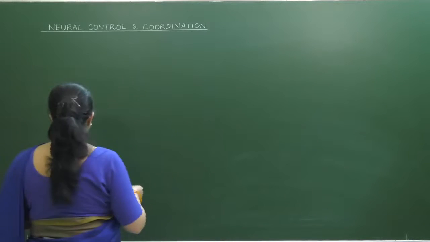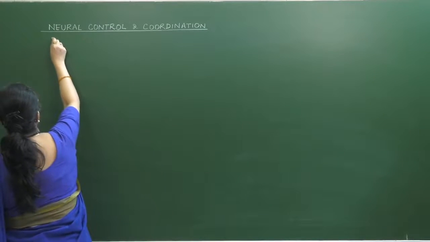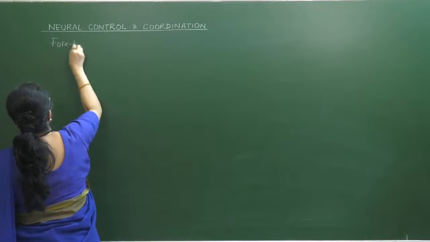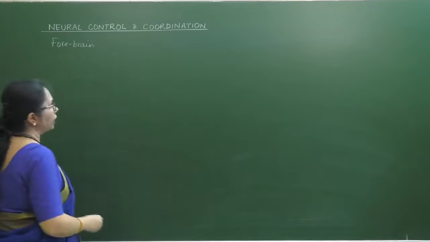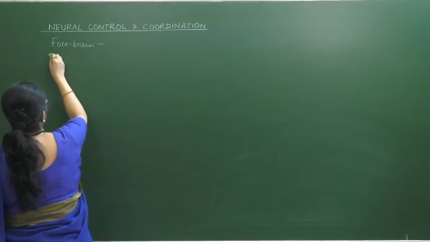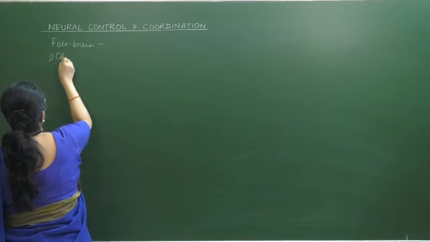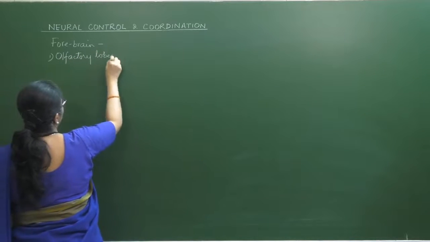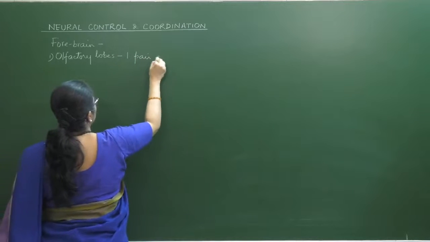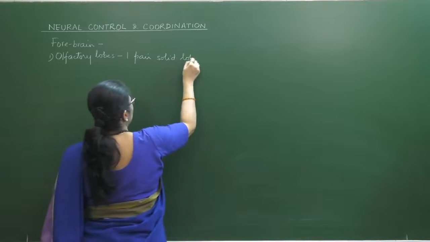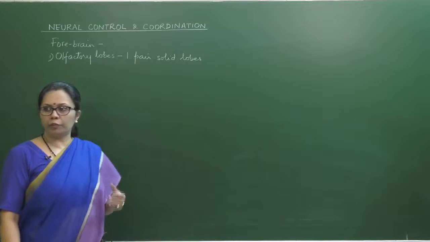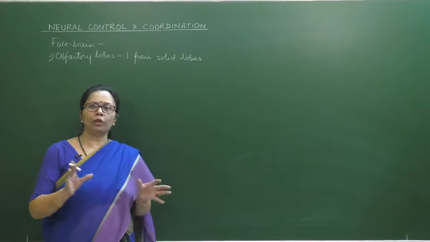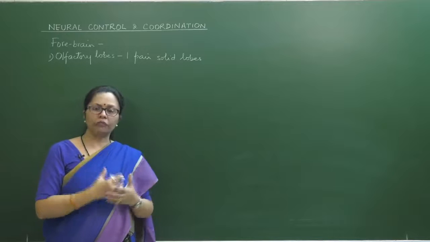So now we can talk about the parts of the brain, starting with the forebrain, of course. A few things we can first mention and then I'll draw a diagram. Okay, forebrain. Now forebrain, as I told you, I had taken three regions there. Number one, olfactory lobes. Now olfactory lobes, these are one pair of solid lobes. So wherever, in whichever part of the brain we mention solid, that means there isn't any ventricle in it. So it is without any ventricle, and that's what we mean by solid.